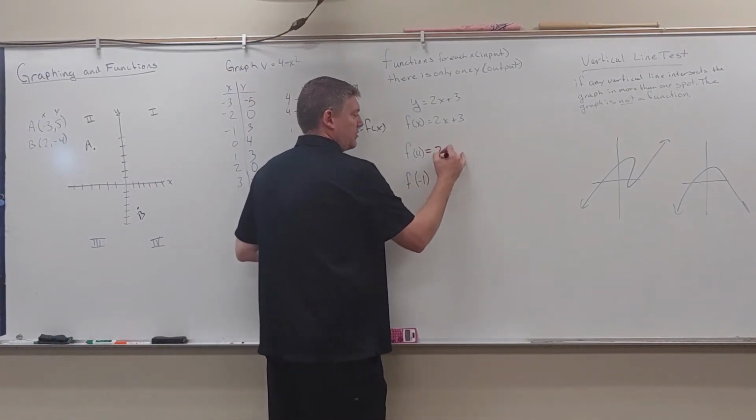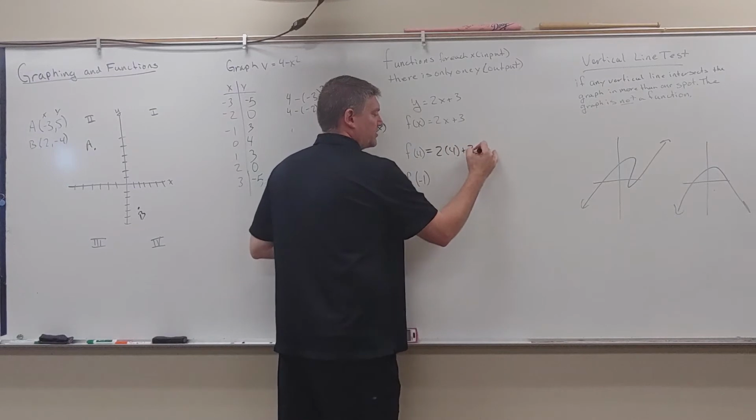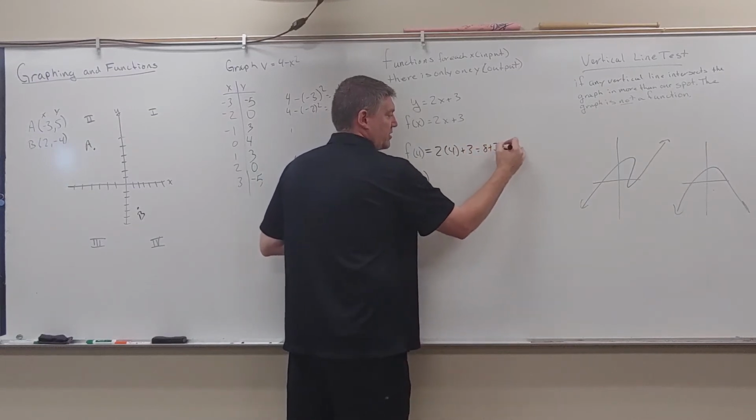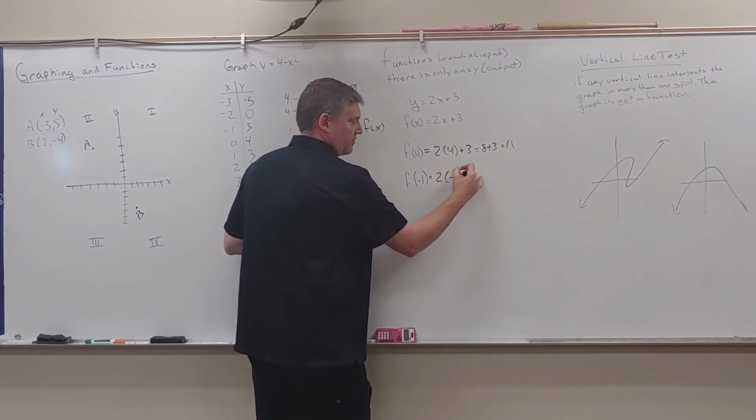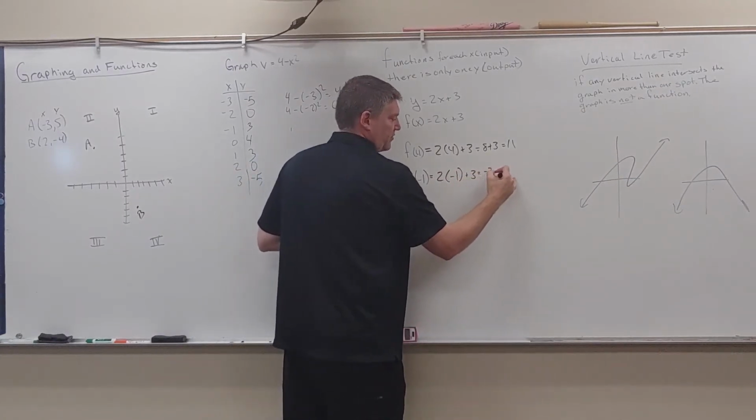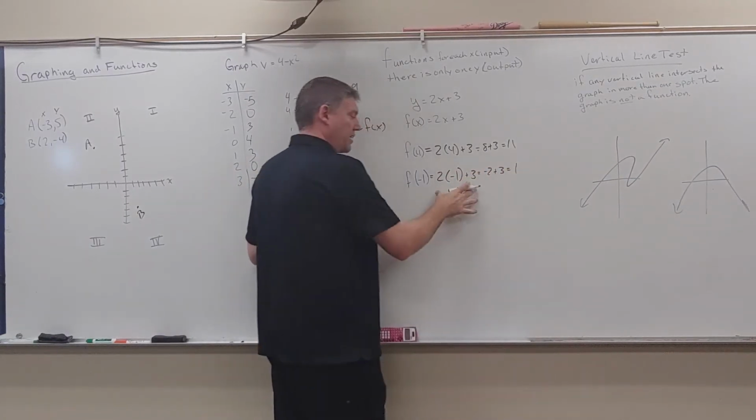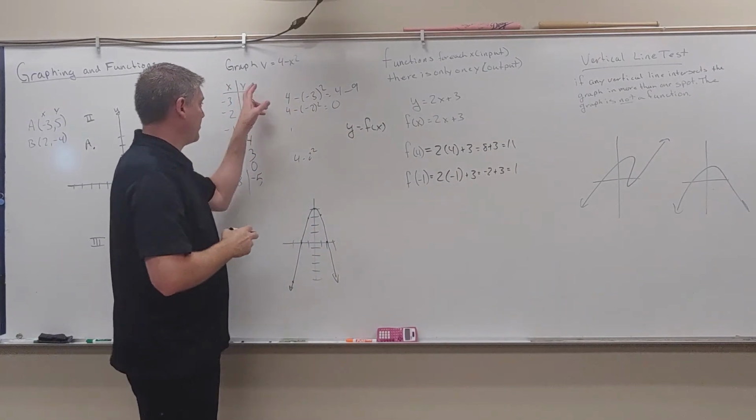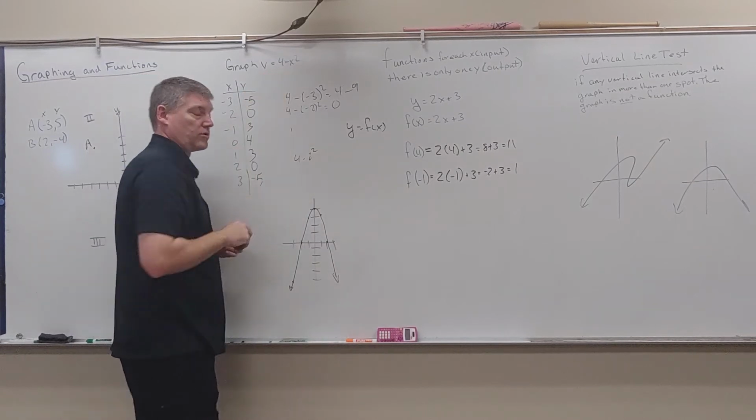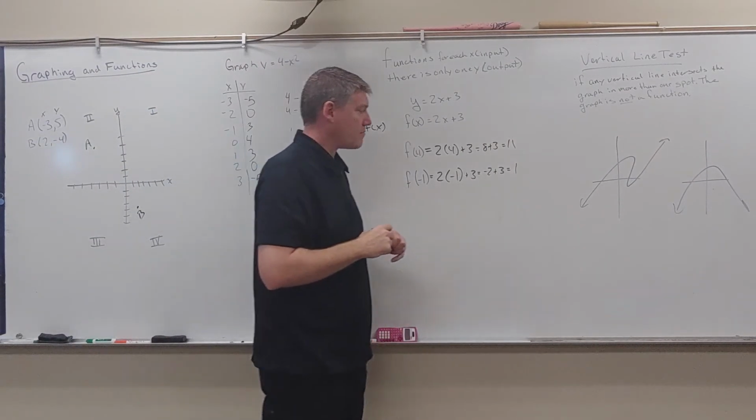So I'm going to come here, I'm going to go 2 times 4 plus 3. That gives me 8 plus 3, which is 11. I'm going to plug in negative 1. 2 times negative 1 plus 3 is negative 2 plus 3, which is 1. So it tells me my input, okay? So up here, I could have written this as f of x equals 4 minus x squared.